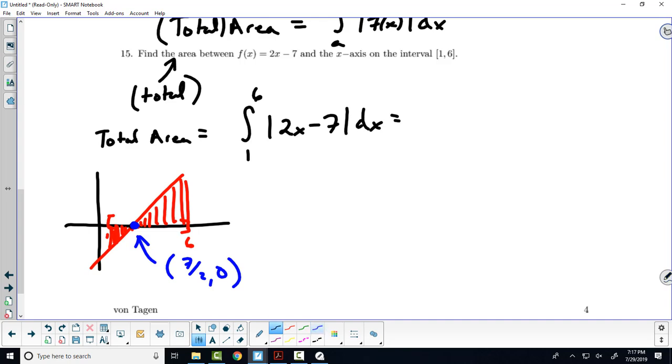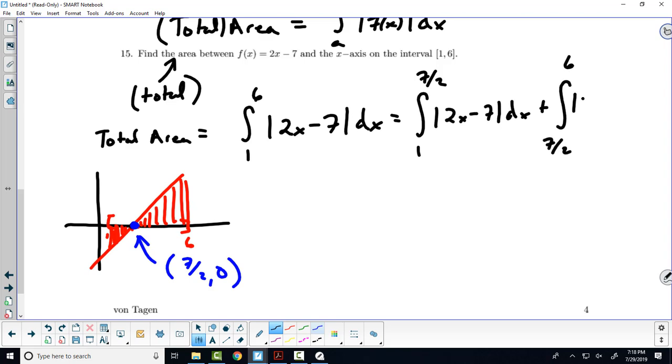So this is equal to the integral from 1 to 7/2 of the absolute value of 2x minus 7 dx plus the integral from 7/2 to 6 of the absolute value of 2x minus 7 dx. Folks, in this section, I'm showing a little bit more work than I would normally show. Once I get to the point where I normally just jump to, I'll show you what I would do.